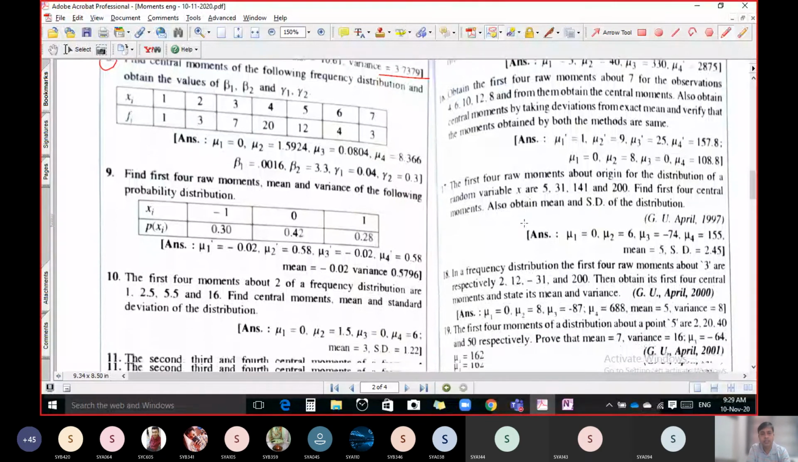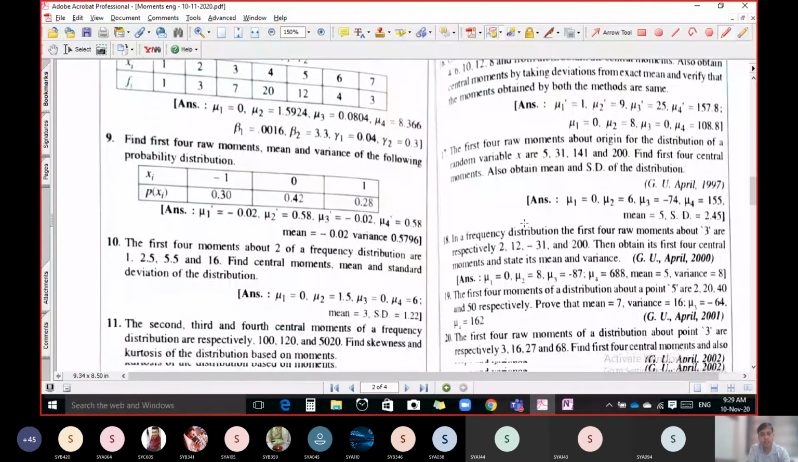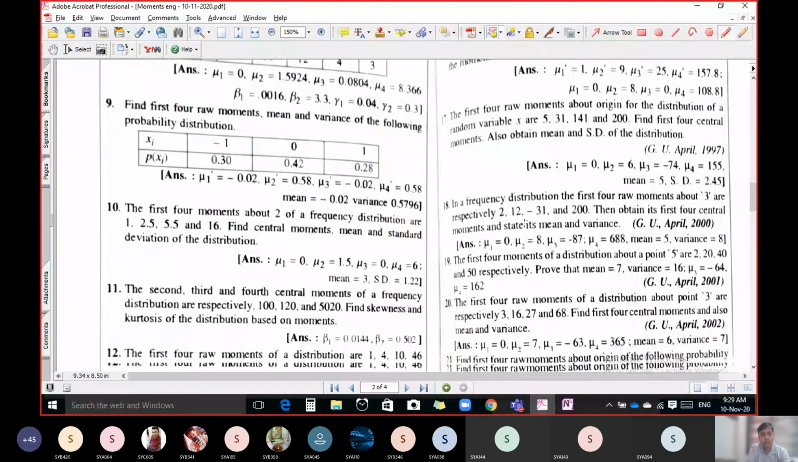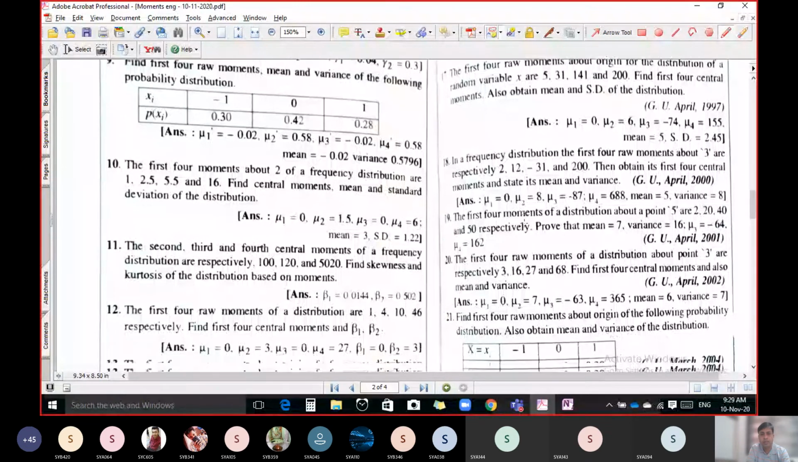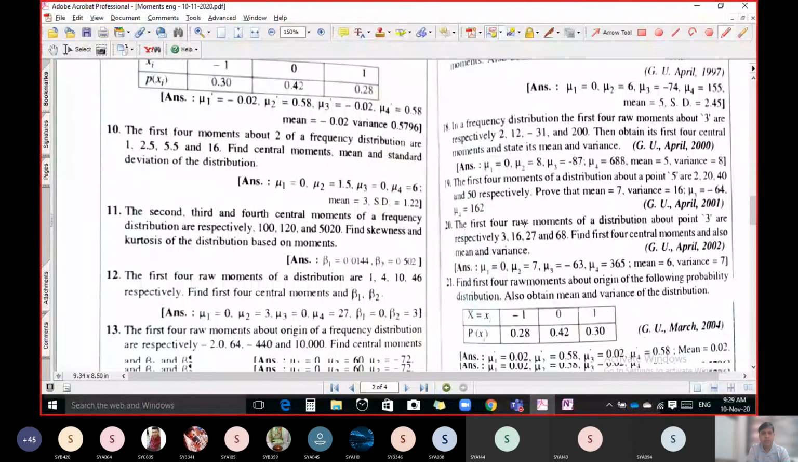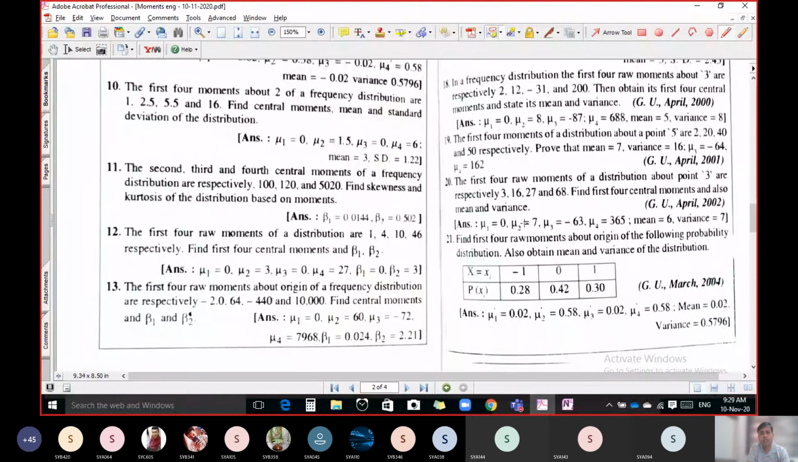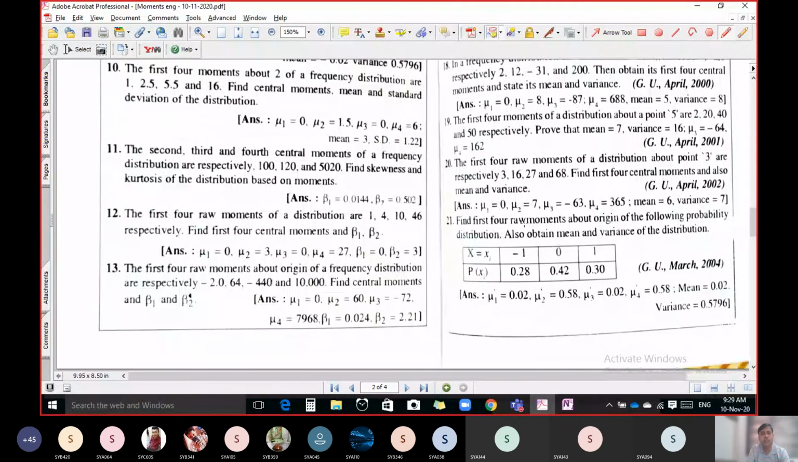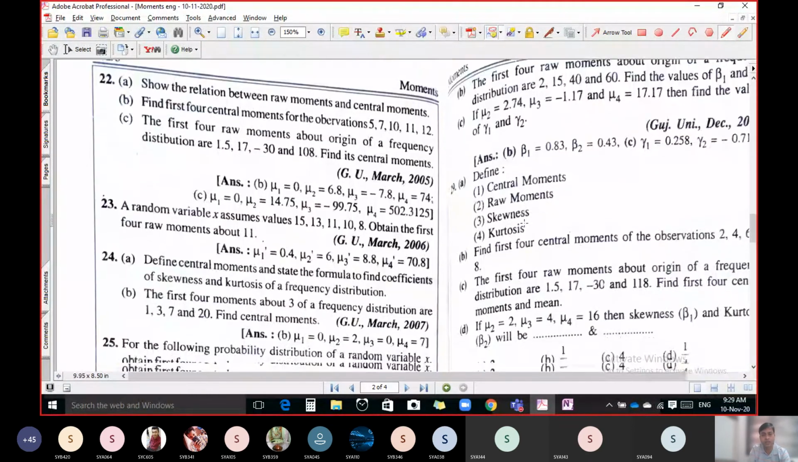Let us discuss the next question. Question number 12. It is the same. The first four raw moments are given: mu1 dash, mu2 dash, mu3 dash and mu4 dash. You have to find out central moments.